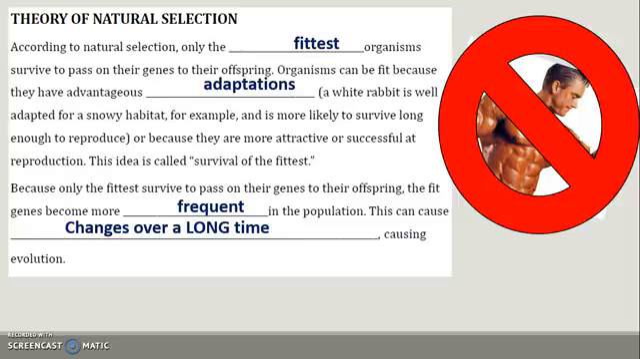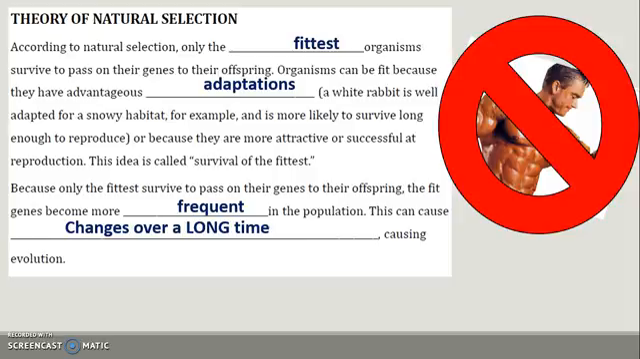This idea is called survival of the fittest. Only the fit survive, or the fittest survive. That doesn't necessarily mean the strongest, it just means the most fit. Because only the fittest survive to pass on their genes to their offspring, the fit genes become more frequent in the population. This can cause changes over a long period of time, which then leads to evolution.